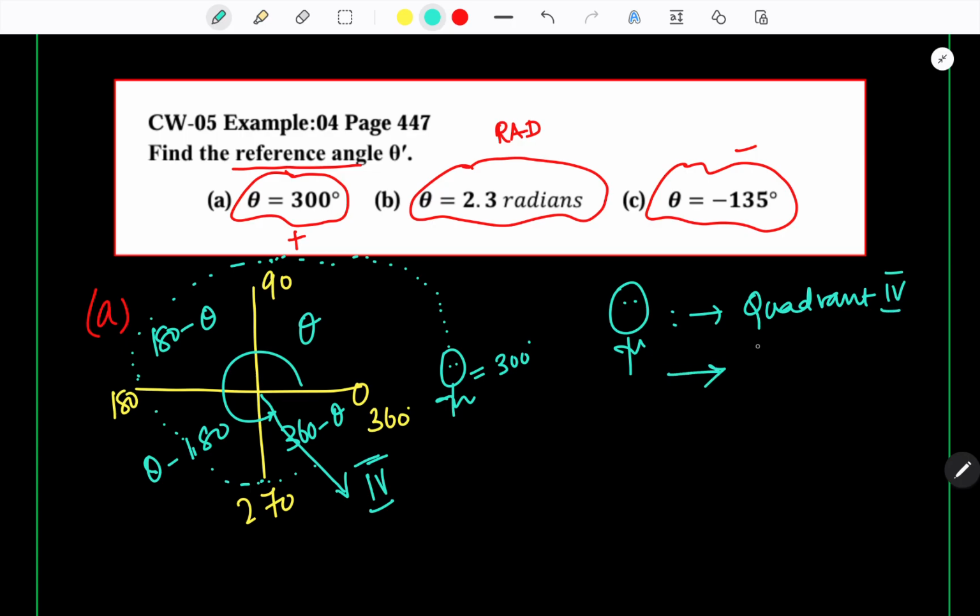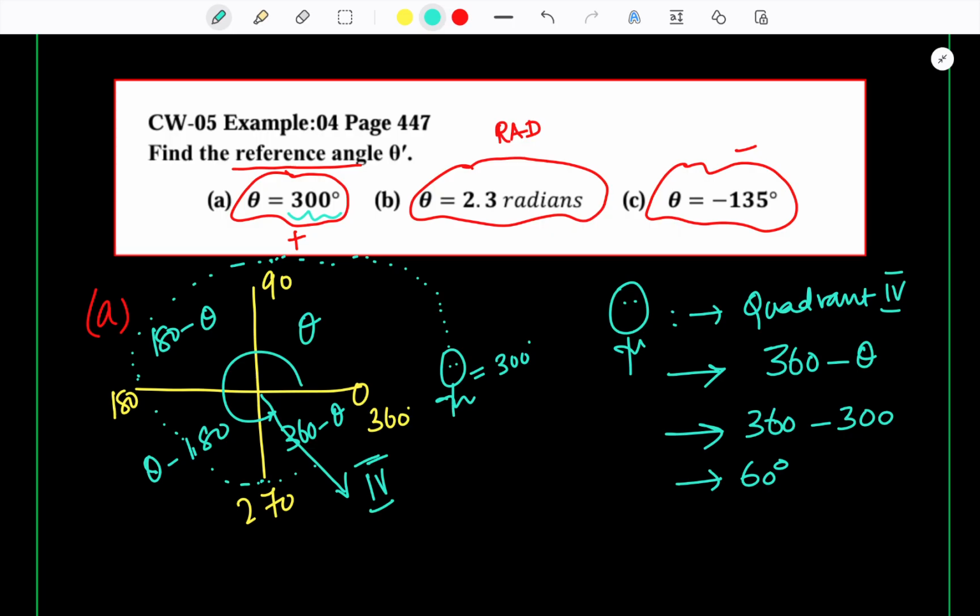So for quadrant 4, what is the formula? 360 minus theta. So what is your theta? Your theta is 300. So 360 minus 300, which is equal to how much? 60 degrees, right? Clear? It's clear or not? Right. So you must be very careful in this one. Okay. So the reference angle, you should use it carefully.